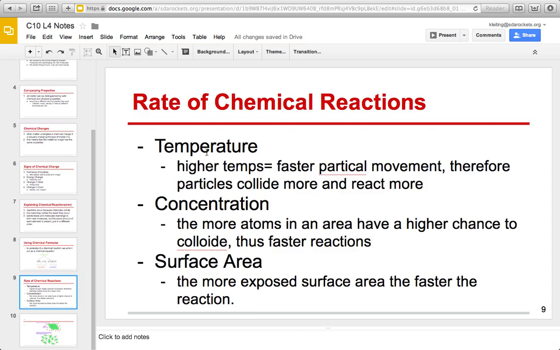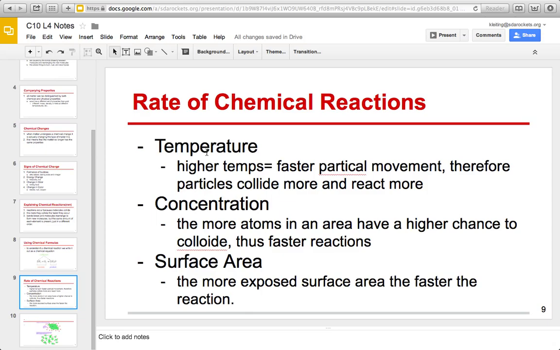Alright, our next one's going to be concentration. The more atoms you have in an area, the higher chance to collide, thus faster reactions. This makes sense, right? The more you have in one area, so if I packed 10 of you guys into one room, you're going to bounce around and hit each other a lot more than just 5 of you guys in the same room. So going back to concentration, the higher the concentration, the faster the rate of reaction. Lower the concentration, the lower the rate of reaction.